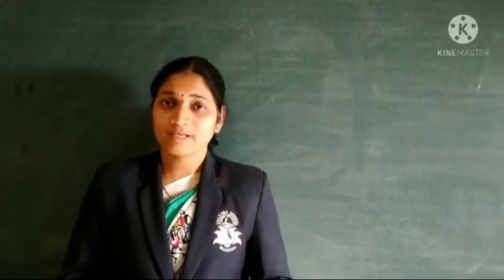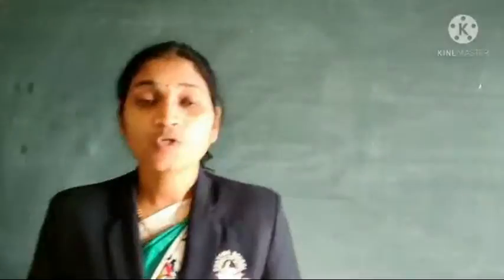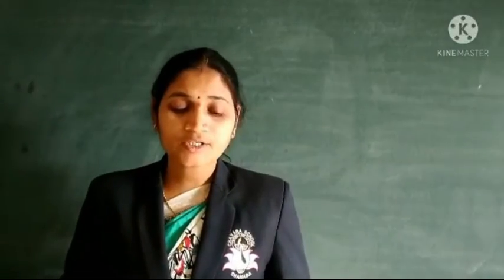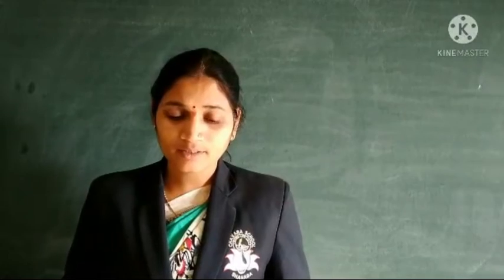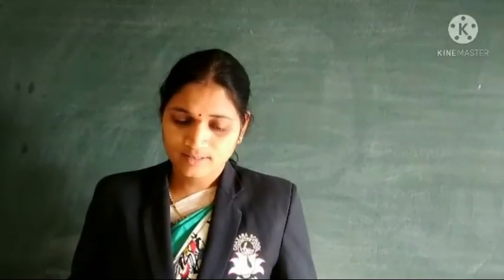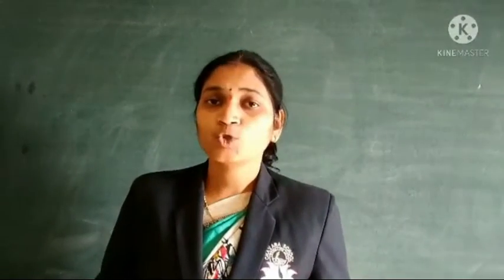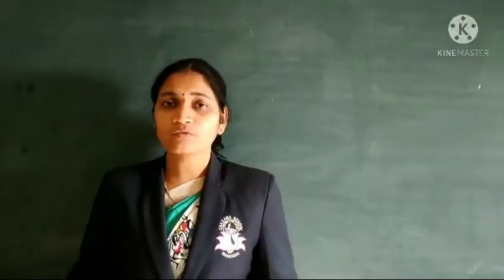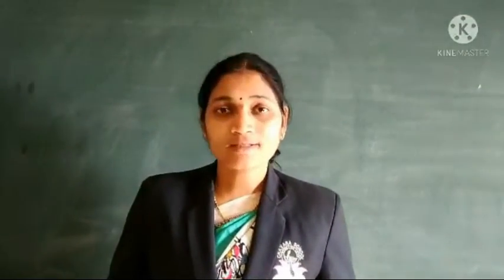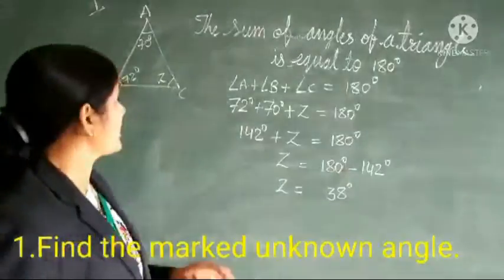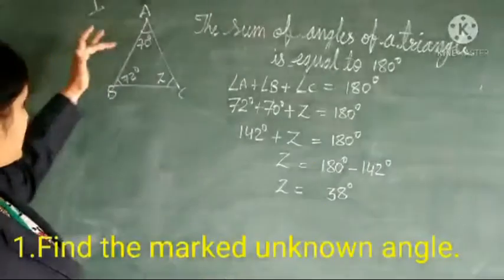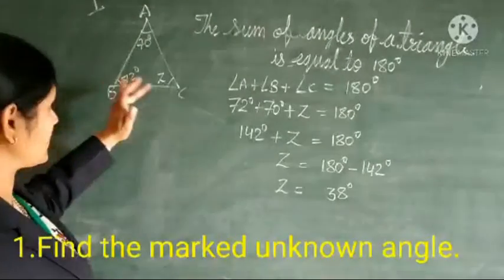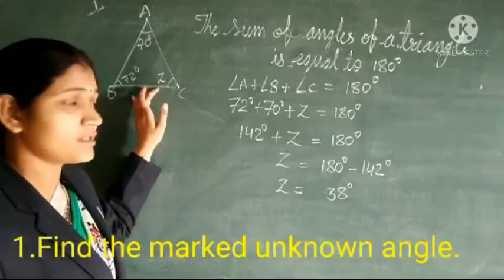So let's solve some examples from the exercise. Question number 1. In each of the following, find the marked unknown angles. Student, here two angles' values are given. We have to find the remaining angle's value. As it is given, angle A is equal to 70 degrees, angle B is equal to 72 degrees and angle C is equal to Z.